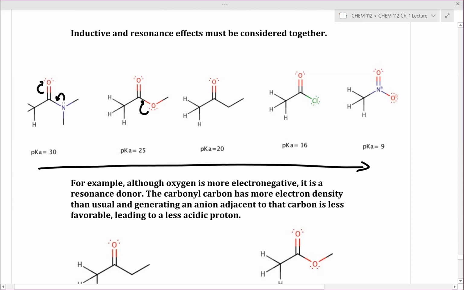Is this ether-like functionality in our ester also a resonance donor? Yes. So we notice these two species are resonance donors. And what did we say about resonance donors? If we're pushing electron density adjacent to our anion, is our anion going to be more or less stable? If we push electron density adjacent to our anion and put our negative charges next to each other, is that stabilizing or destabilizing? Destabilizing. Yes, you had a question?